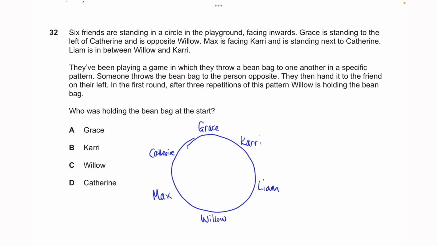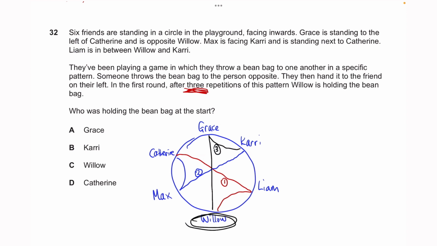All right, so let's try and follow this. If Willow has it at the end, we know that step 1, Willow would give it back to Liam, and then Liam would give it to Catherine. So that's the first repetition. Remember, there are 3 repetitions to follow. The second repetition would be where Catherine gives it to Max, Max gives it to Carrie. So that's number 2. And then the third repetition is when Carrie gives it to Grace and Grace gives it to Willow. So that's our third repetition. So who was holding the beanbag at the start? We can see that Willow was holding the beanbag at the start. So our answer to question 32 is C.